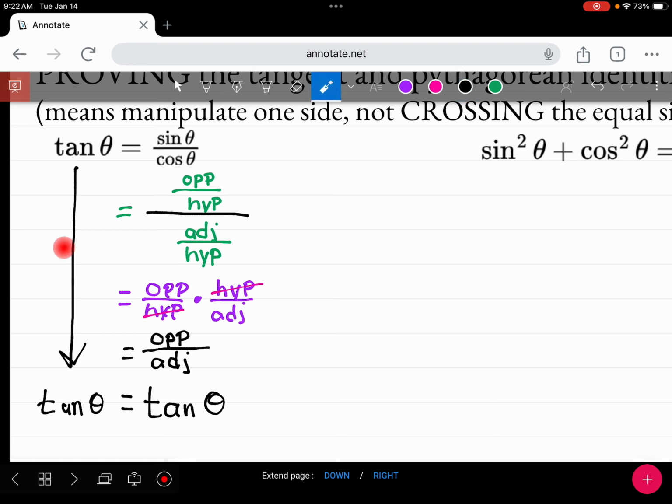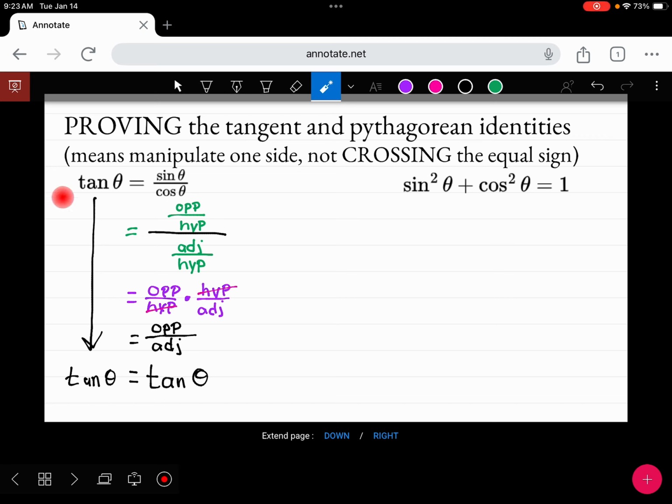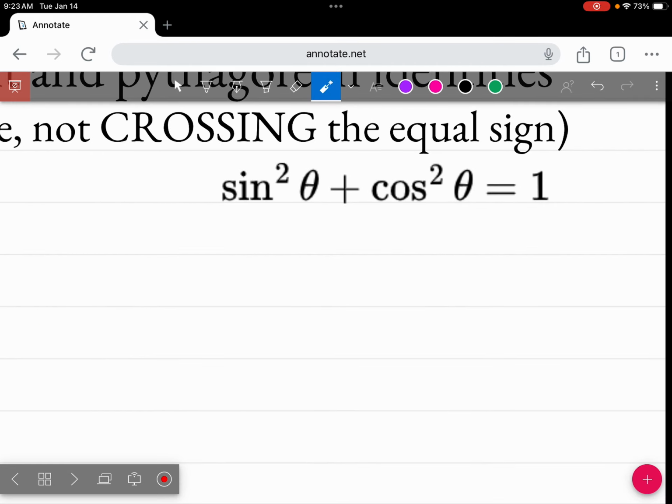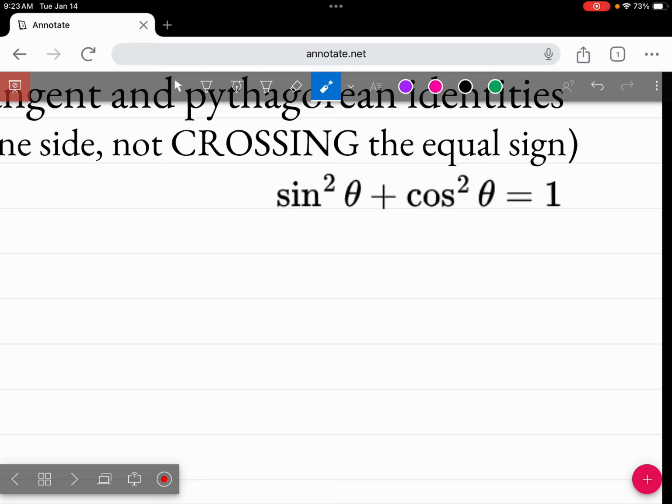I'm not necessarily changing both sides. I want to get one side to match the other. Sometimes we might do a little bit on both sides, but we're going to try and do most things on one side of our equal sign. So this is proving that tangent does in fact equal sine over cosine. This is what it's doing. Okay? We're going to do very similar things over here, verifying our trig identities, our Pythagorean identities. But questions on the first one before we go into the next one?